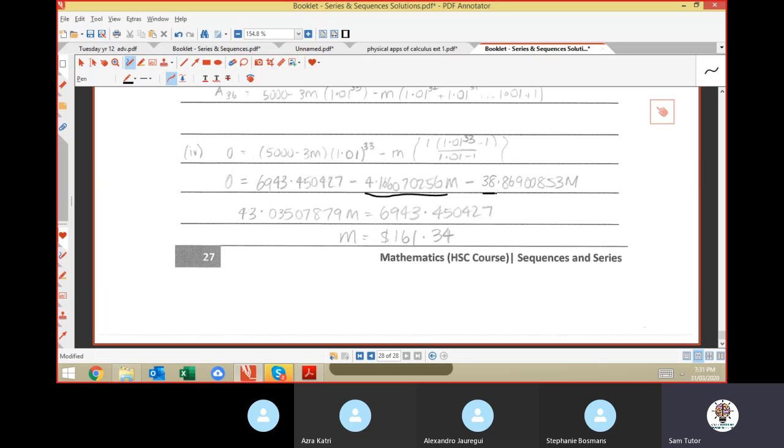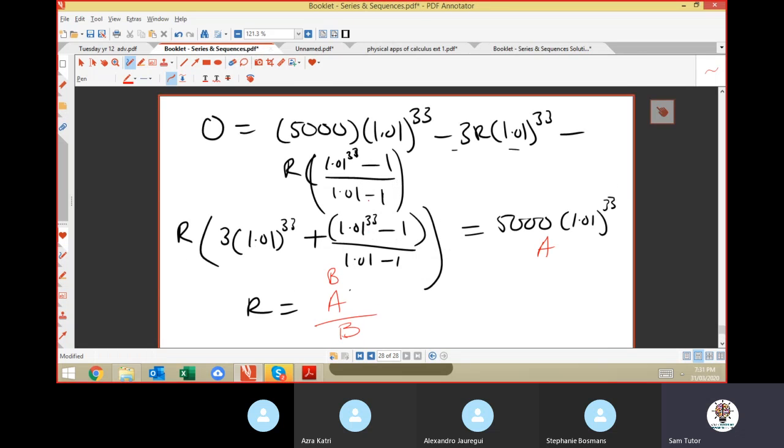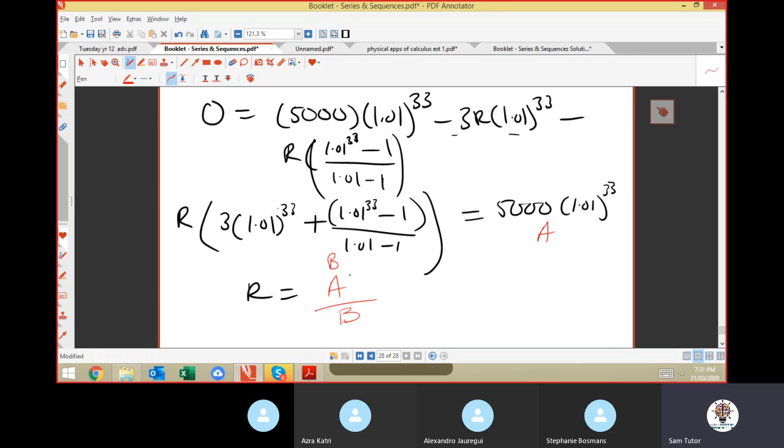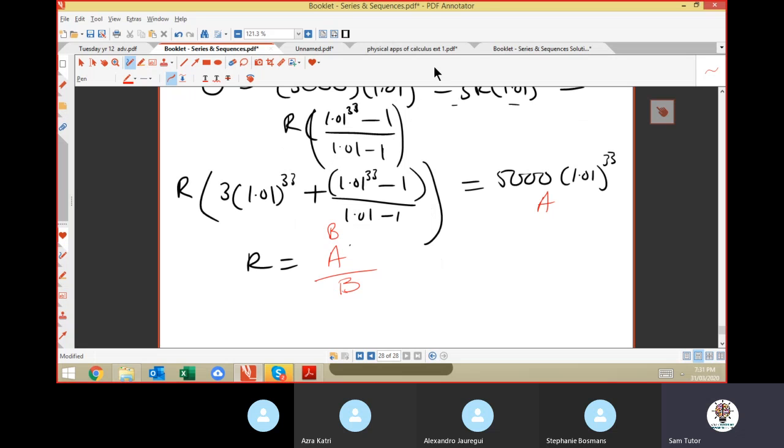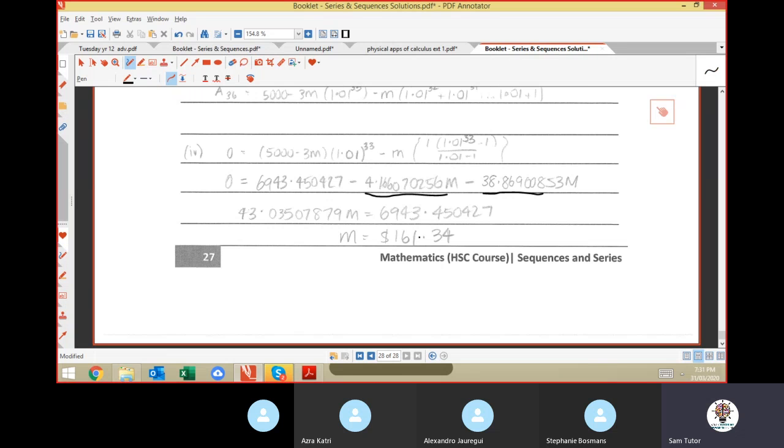I split it up into two different numbers and then just put it all together. It might be a little bit easier to work with, but again, some of the harder questions require your algebraic skills to be as good as what I just did, which we'll look at next week. So again, the answer is $161.34.